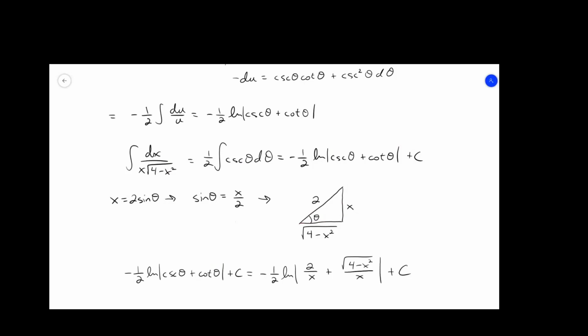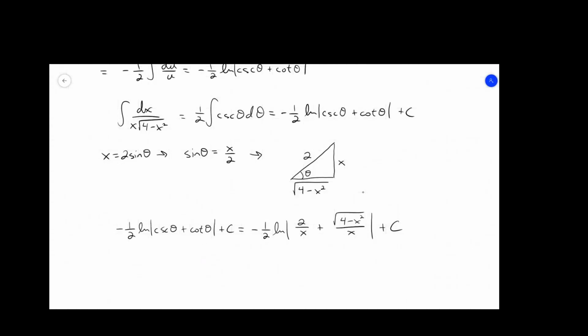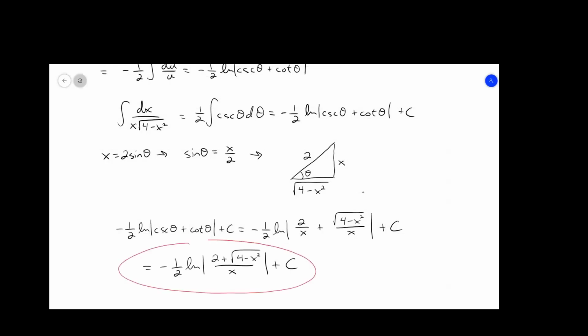And then we can notice both of those terms that are inside those absolute value bars are over the same denominator, right? They're both over x. So I can put them over the same denominator if I want to, and write this like this for my final answer. And there it is. There's the final answer for the integration by trigonometric substitution.